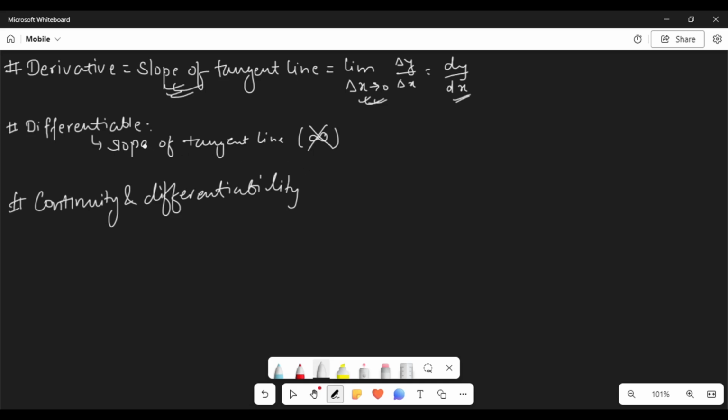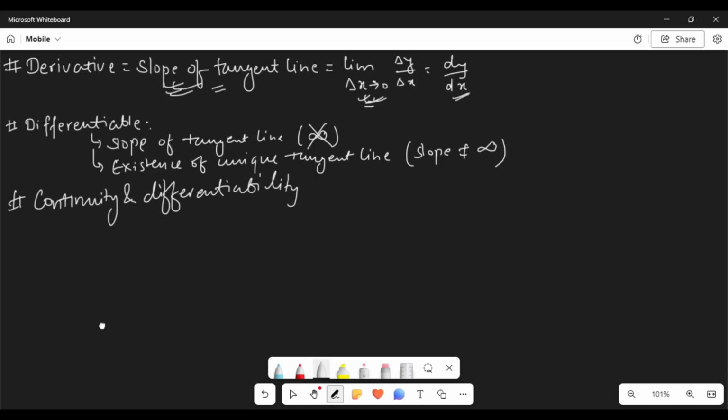So now this can also be stated as existence of unique tangent line. Why unique? Because if there are many tangent lines, then there will be many slopes. So we cannot find a unique value for the slope. That means the limit does not exist. Therefore, if there is a unique tangent line with slope not equal to infinity, then it will be called differentiable at that point.